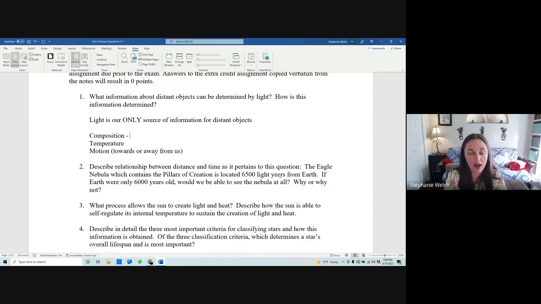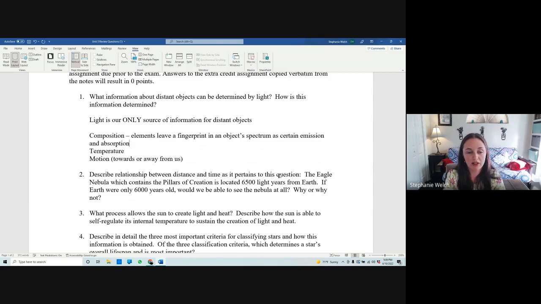So elements leave a fingerprint of sorts in an object's spectrum as certain emission and absorption lines. So the object's spectrum indicates the presence of certain elements.